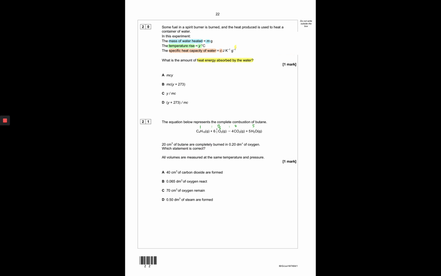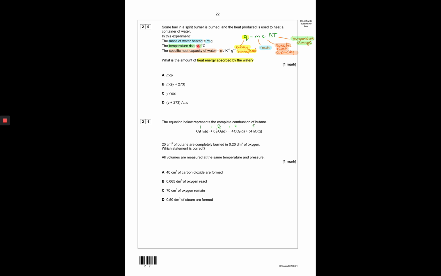A lot of you got this question 20 wrong, which I think is slightly surprising. So let's think about the equation that's relevant here. Heat energy absorbed, whether it's absorbed or released, doesn't matter. It's energy transfer, so it's Q. And then we know that Q equals mc delta T, where m is the mass, c is the specific heat capacity, and delta T is the temperature change.